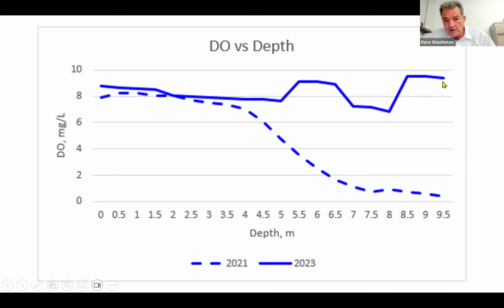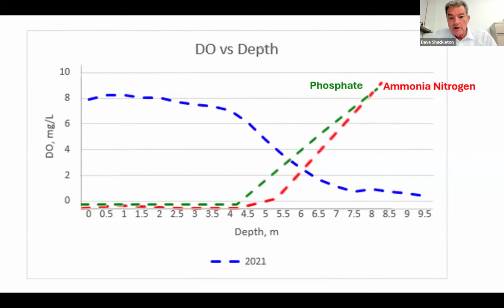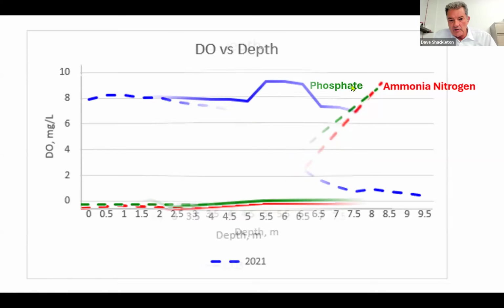2 years later, we've got dissolved oxygen maintained all the way down to the bottom. What that does with regard to the nutrient availability is, you'll see in 2021, when the dissolved oxygen dropped off at depth, the nutrient levels increased at depth, as I described earlier. So you've got a fantastic nutrient supply down at the bottom where only the cyanobacteria can get to it.